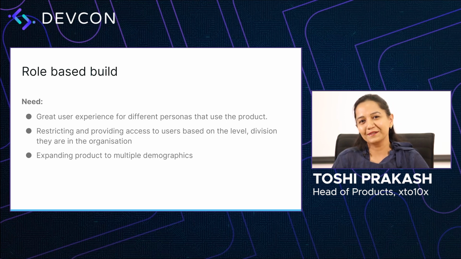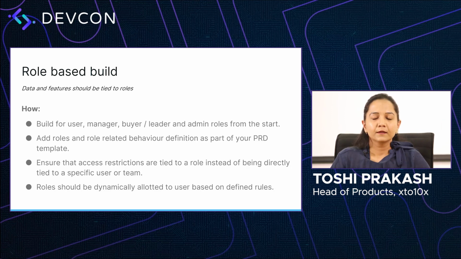Of course, expanding to multiple demographics is very, very easy when you build for roles in your product from the start. You can have editor persona, you can have commenter persona. This is typically what happens in Jira today, even in Figma today. All of these have different personas and different features enabled and disabled depending upon what is your role in the system. The role-based build means that roles define what data and what features you have access to.